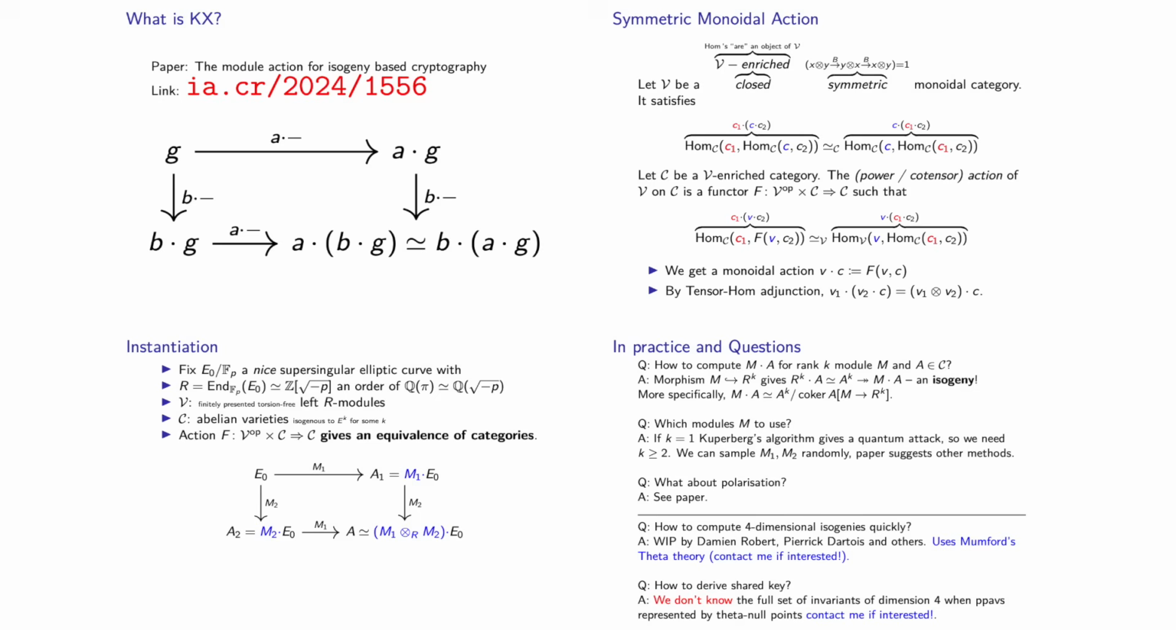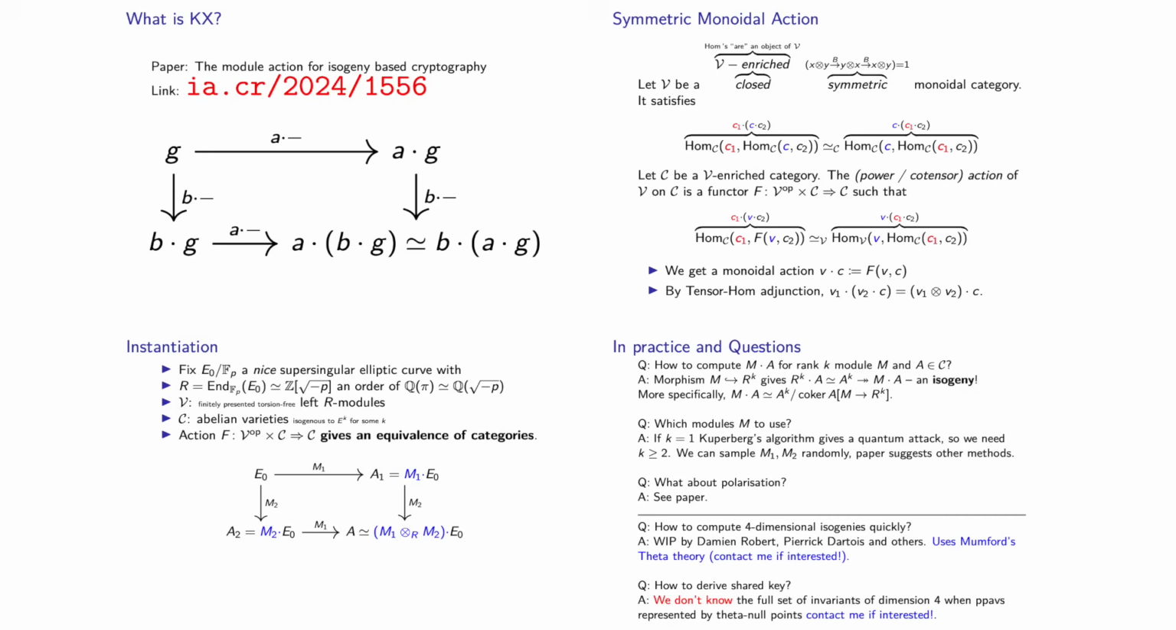We can further generalize this. Let C be a V-enriched category. You can do the exact same construction, and you might hope for a functor from V cross C to C that is contravariant in the first argument. This might not exist, but in the case that we instantiate, it does. The key part is that because it's a functor from V cross C to C, it will give you a monoidal action, where you define the action to just be applying the functor.